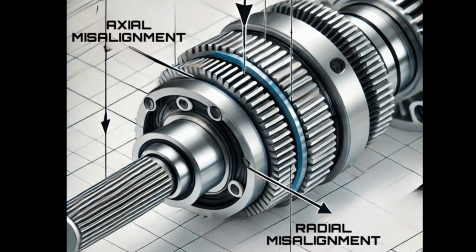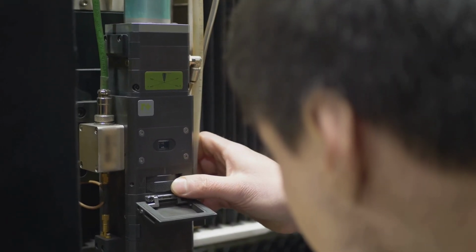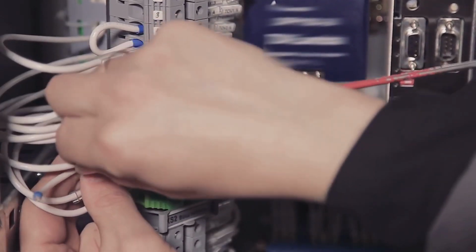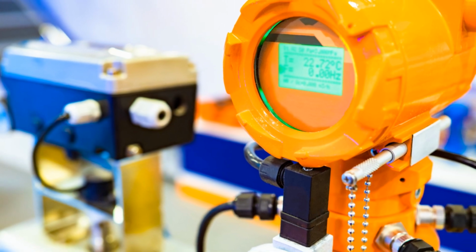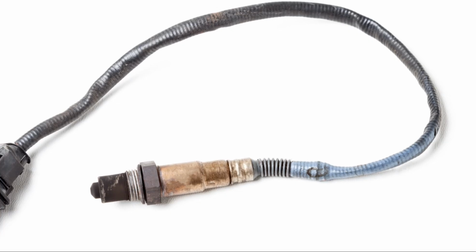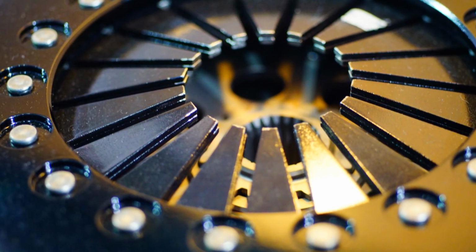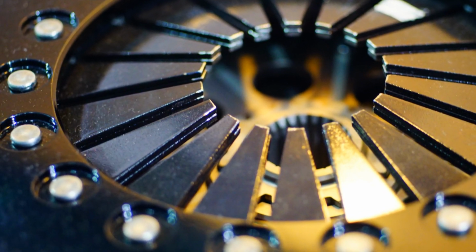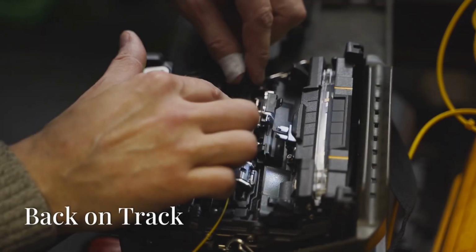Misalignment. If the encoder isn't aligned properly with the shaft, it won't read the disc accurately. It's like trying to read a blurry book. Wiring issues. Loose connections or damaged wires can interrupt those crucial signals, leading to faulty readings. Mechanical wear. Over time, parts can wear out, causing the disc to wobble or the sensor to malfunction. Don't worry though, most of these problems can be fixed with a little troubleshooting.